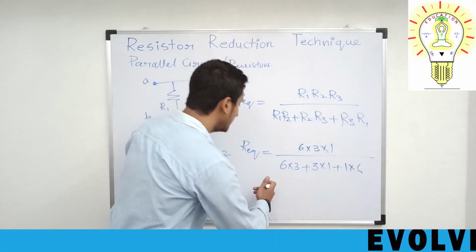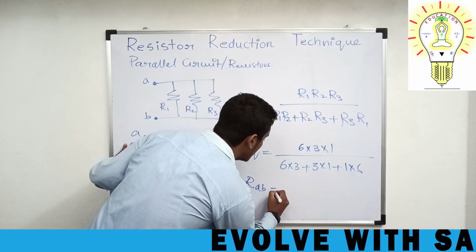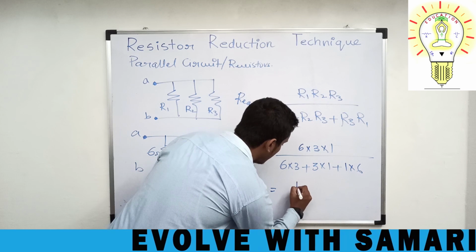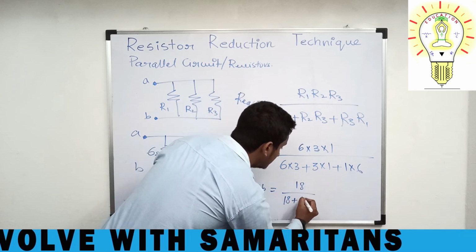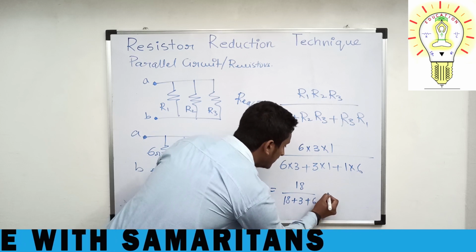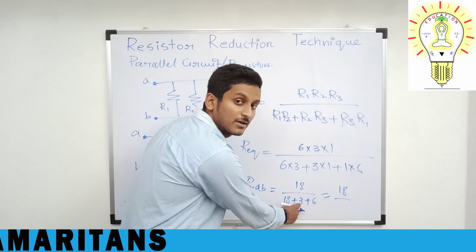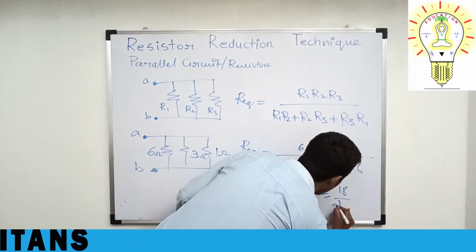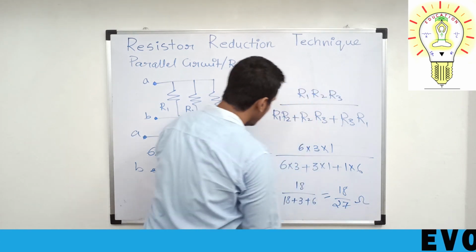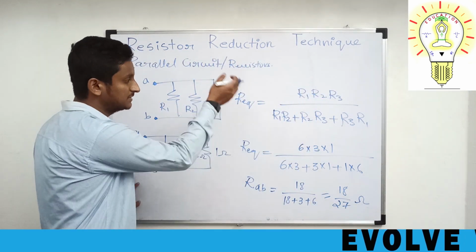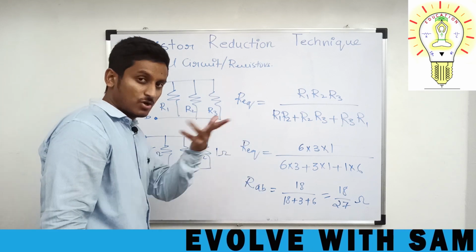So, what will be the value here? R AB is equal to, see, 3 sixes are 18 by 3 sixes are 18 plus 3 plus 6, that is 18 by 18 plus 3 is 21, 21 plus 6 is 27. So, this is the equivalent resistance between 3 parallel resistors and these are the formulas. Right? Now, let us look at another concept.